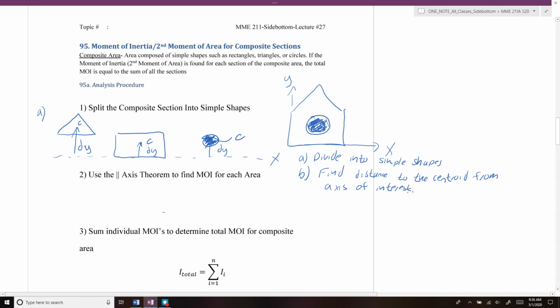Once you have that, you would use the parallel axis theorem to find the moment of inertia for each area. Just to recall, the parallel axis theorem states that the moment of inertia about any axis is equal to the moment of inertia about the centroidal axis of the shape plus the area of the shape times the distance that shape is from the axis of reference. In order to calculate I and A, we can use the table on the following page.